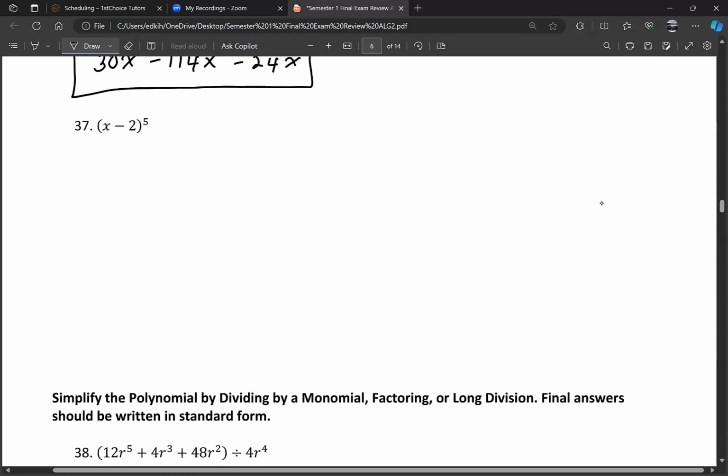Okay, question 37. This is x minus 2 to the fifth power. Please don't make the common mistake that everyone makes and think that says x to the fifth minus 2 to the fifth. Do not do that at all. That would be incorrect. What this is saying is we need to do x minus 2 times x minus 2 times x minus 2 times x minus 2 times x minus 2.